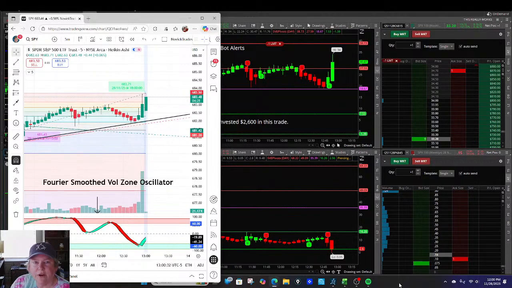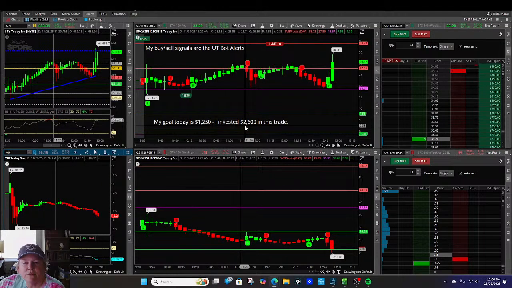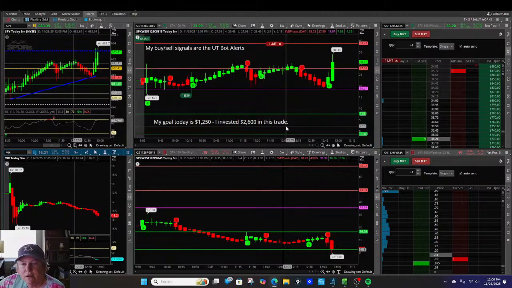I'm at 795 right now. My goal is 1250. And I invested 2,600 in this trade. I bought one call contract at the strike of 68.15. So now it's just kind of hanging out there at 795.